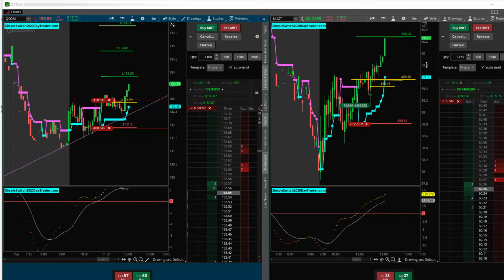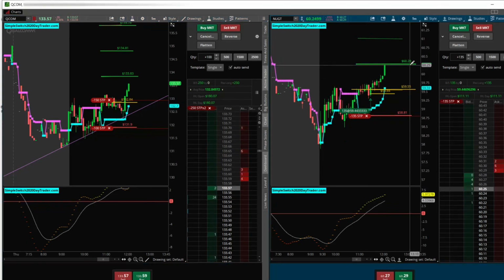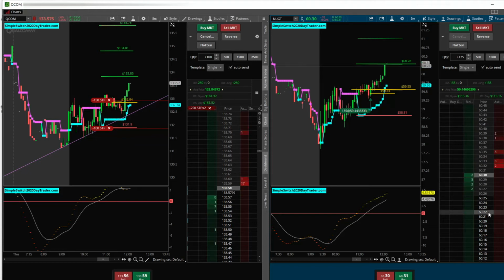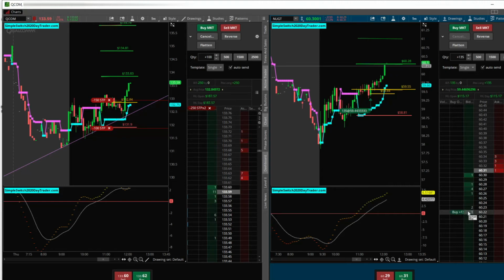Okay, so here we are with NUG. Basically just about to hit this target here at 60.28. So I'm going to just make this easy. I'm going to cancel that. And 31, 32. So 28 is what we're looking for. It's at 30 right now. So we're through our target.